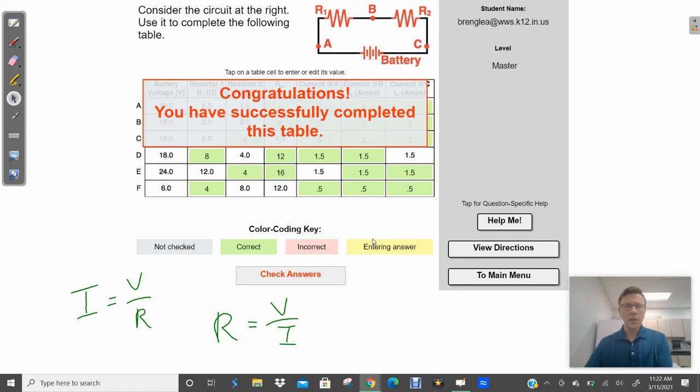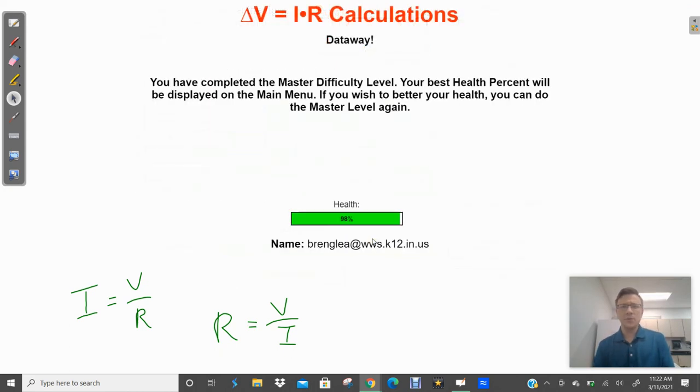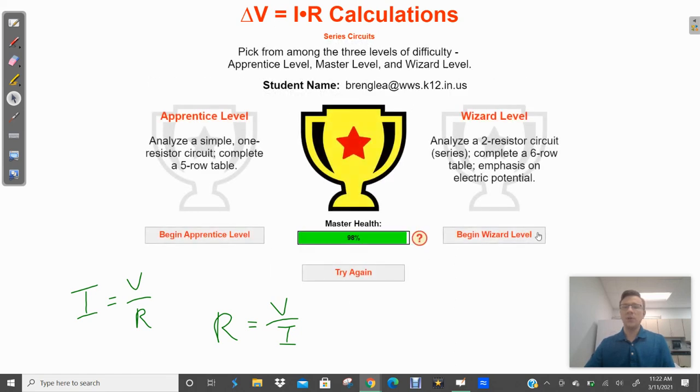So right there is the master level of your series circuit calculations, and I'll have a separate video for the wizard level here. Make sure to let me know if you have any questions.